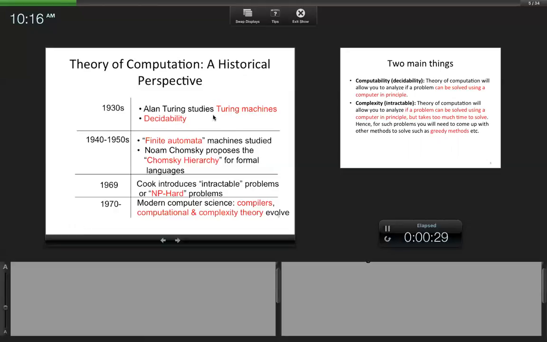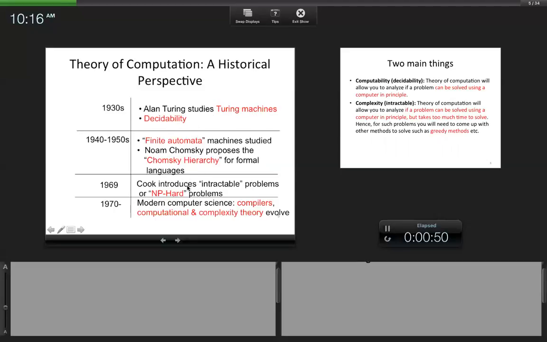Then after Turing machines, things like finite automata, which are not as complicated as Turing machines. People started studying finite automata, simpler versions of Turing machines. And then people started studying languages, like how you formally define a language for a machine and things like that. We'll be studying all this.